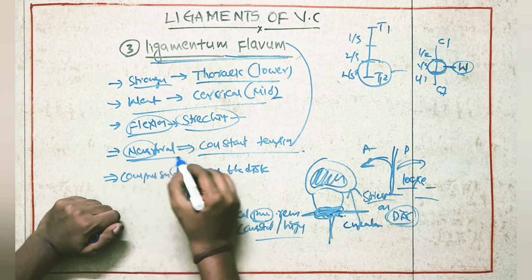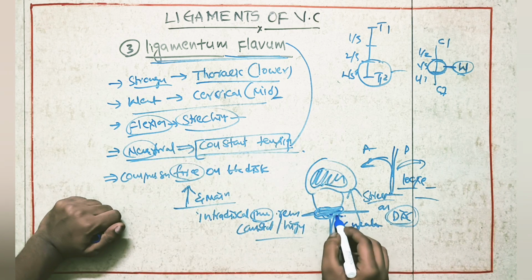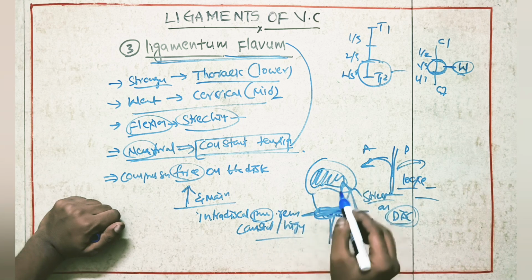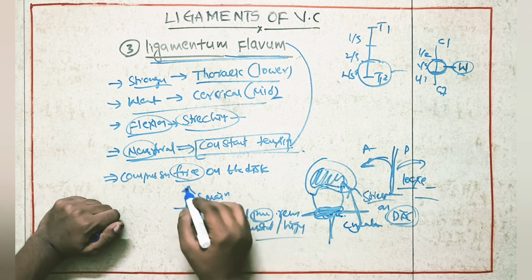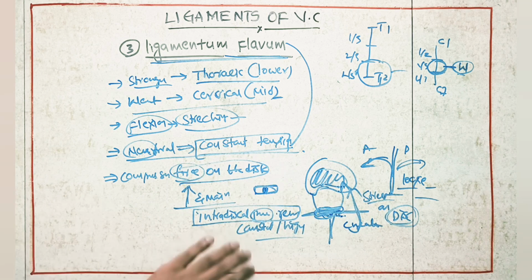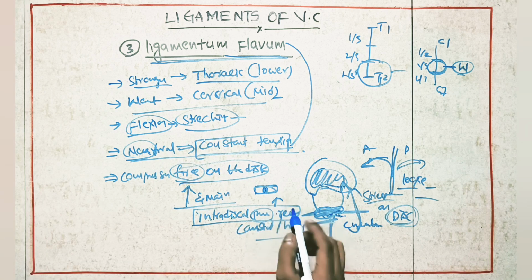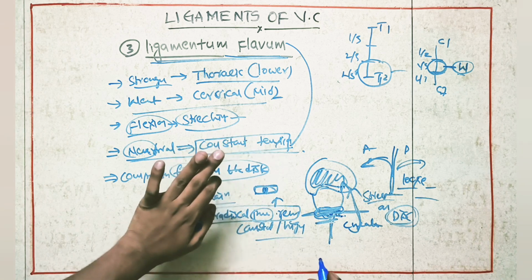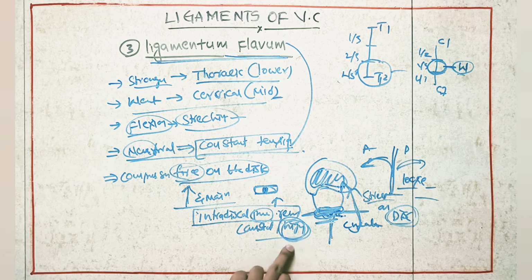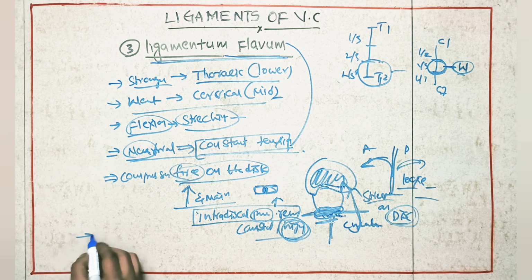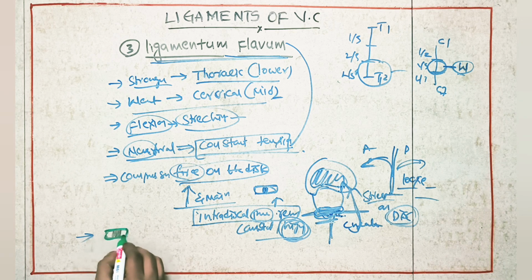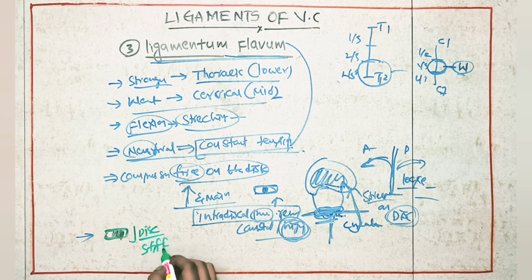So the point is, because of the constant tension in the ligamentum flavum, it gives a compressive force to the intervertebral disc. Because of that compressive force, the intradiscal pressure created by the ligamentum flavum will be high, so the disc will always maintain a high intradiscal pressure. What is the use of this high intradiscal pressure? The shape of the disc will be maintained, like stiff.